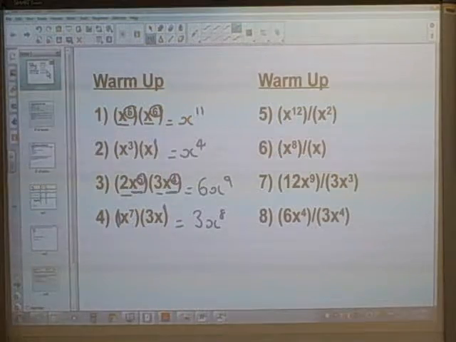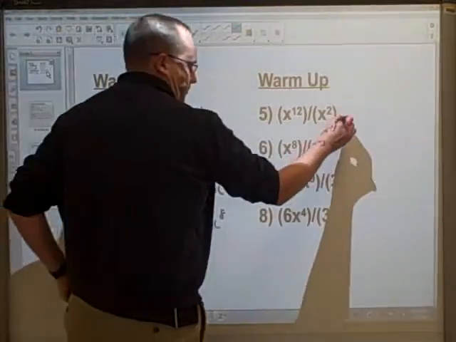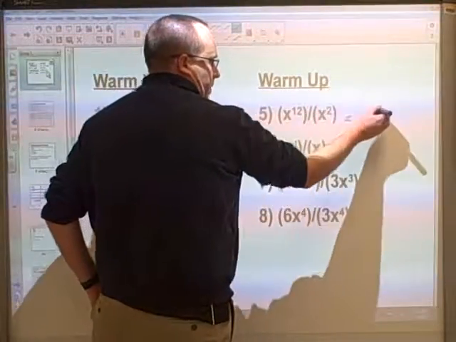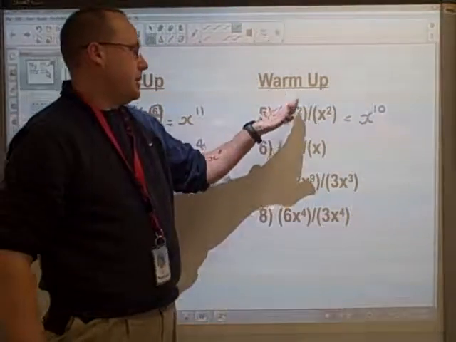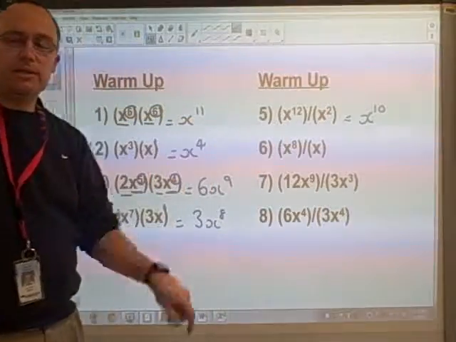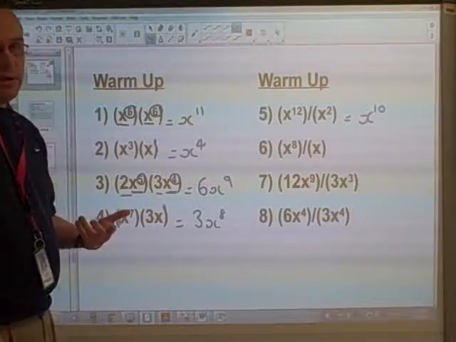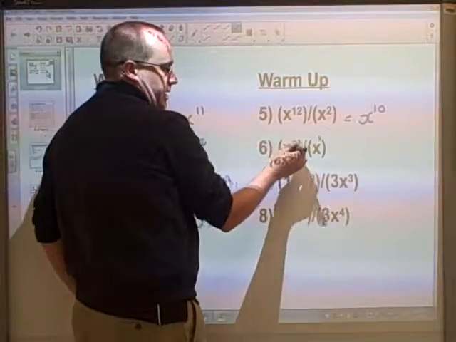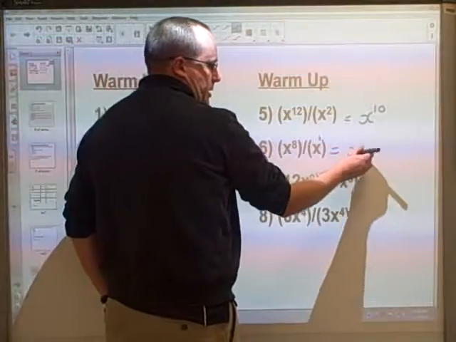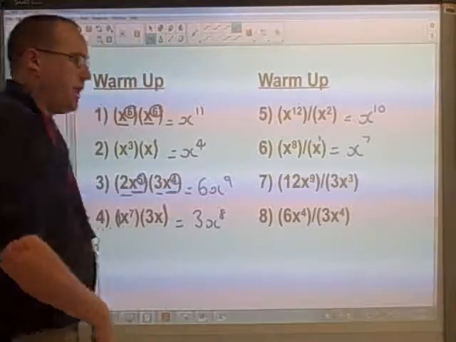Now, when we come to dividing, what we're going to do is we're going to subtract the exponents. So 12 take away 2 is 10. What I'm trying to get you to do here is to confuse you, is to get you to do 12 divided by 2, or x to the power of 6, which would be the incorrect answer. This one, there is no exponent, so we must know that it's 1, and as we're dividing, we subtract. So 8 take away 1 is 7.